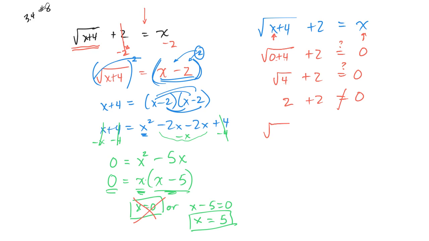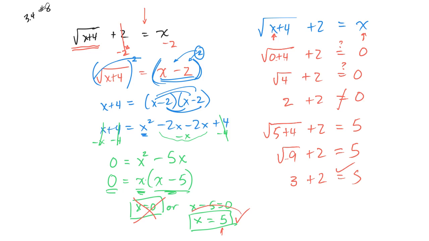We'll do the same thing, but this time let's put in a 5. So the square root of 5 plus 4, plus 2 equals 5. 5 plus 4 is 9. Square root of 9 is 3. 3 plus 2, oh, it's equal to 5. 5 is the winner. That is the correct answer. All right, hopefully that helps you with that type of question.